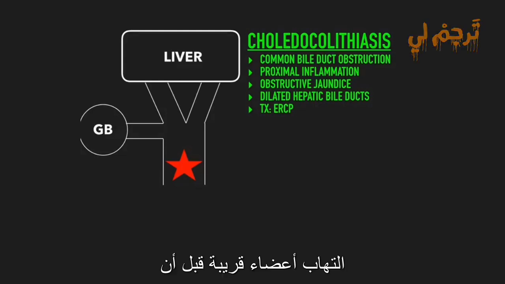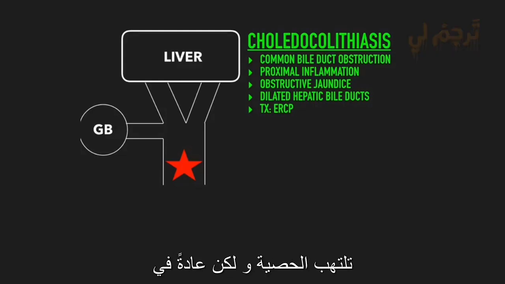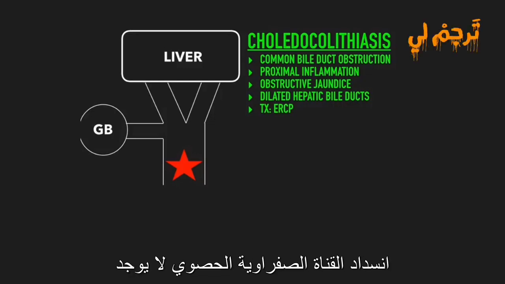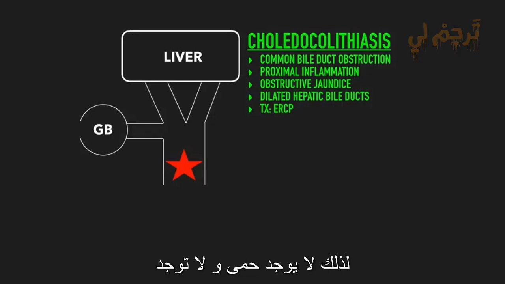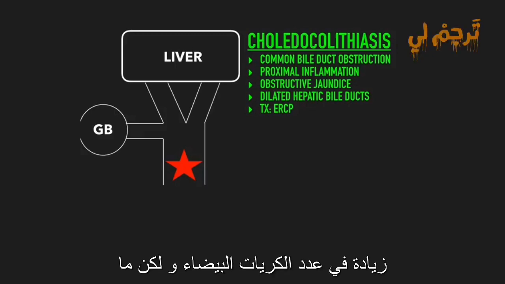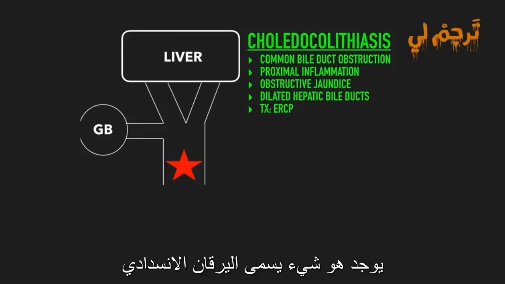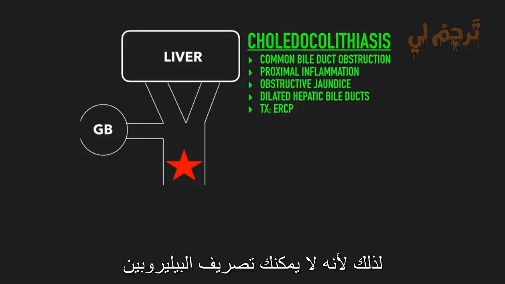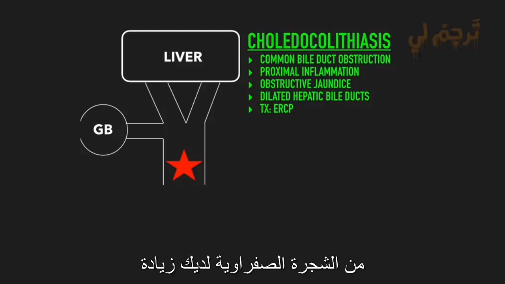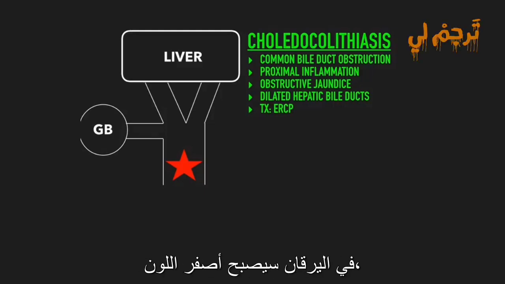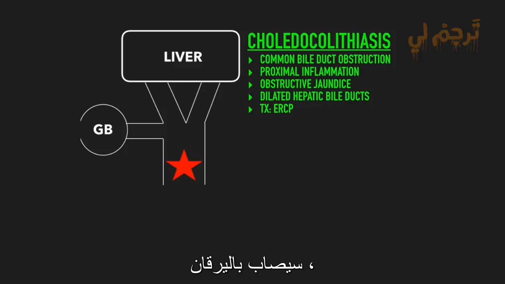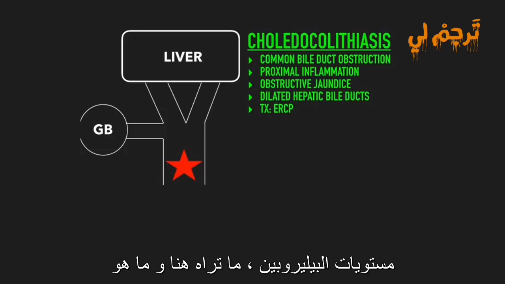You get proximal inflammation, things before the stone will become inflamed. But usually in a choledocholithiasis, there's no inflammation. It's just the stone hanging out in there. So there's no fever and there's no leukocytosis, but what there is, is something called obstructive jaundice. Because you can't drain bilirubin from the biliary tree, you have a backup of bilirubin and the patient becomes jaundiced, right? They'll become yellow, they'll get scleral icterus, their tongue and their mouth will become yellow, they'll have an increase in their bilirubin levels.